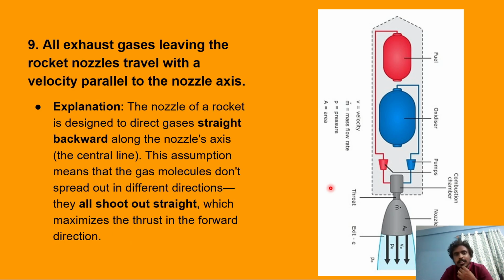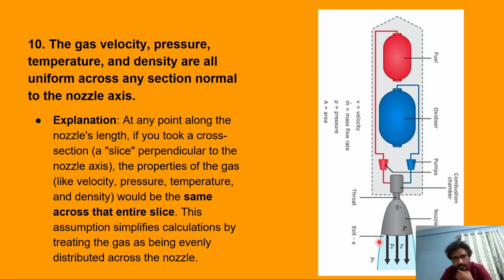All exhaust gases leaving the rocket nozzle, the velocity of these exhaust gases should always be parallel with the nozzle axis, sorry, nozzle axis, whatever, so that it maximizes the thrust. For maximizing thrust, the velocity of gas should be parallel to the nozzle axis.